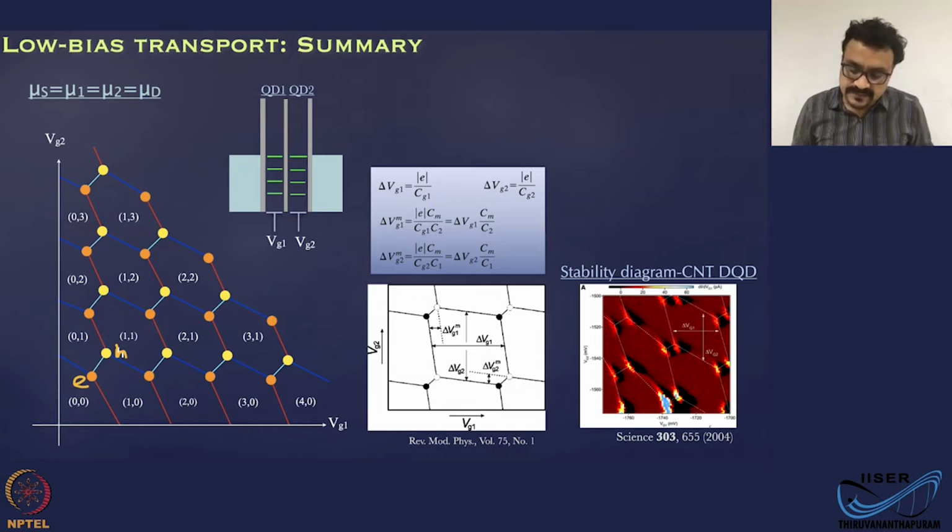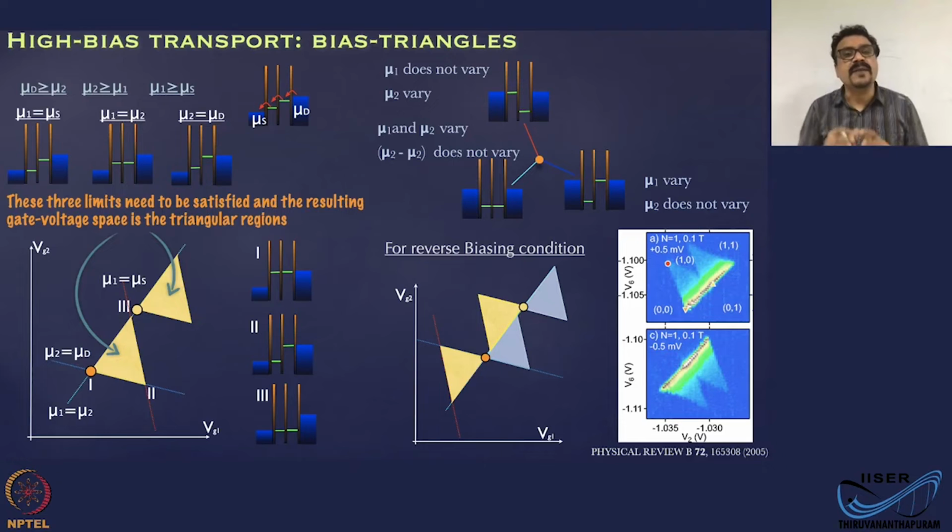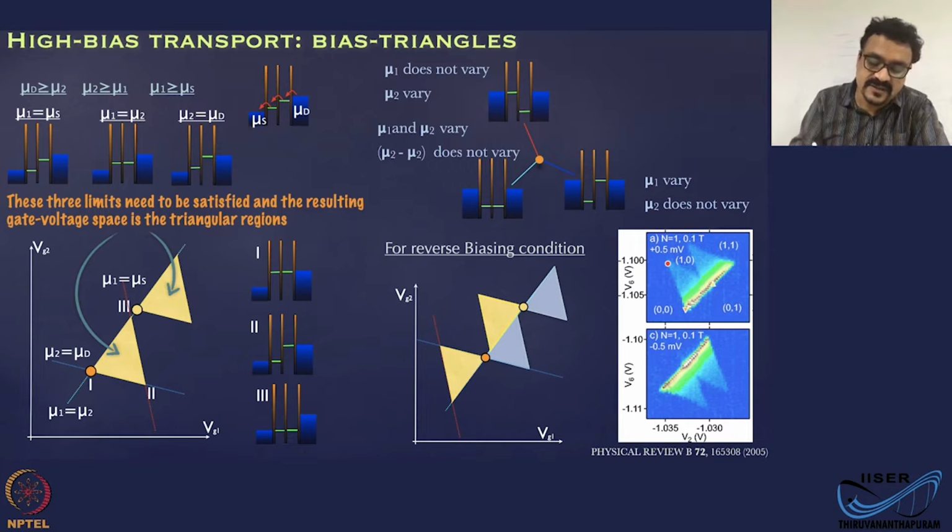All right. That is a summary so far. Now let us look at what happens when you have slightly higher bias on the system. Let's assume that you have this configuration where mu drain is at a higher energy compared to mu s. That is, you have a positive bias on the source and a negative bias on the drain, or you can say that you have a positive bias on the source with reference to the drain.